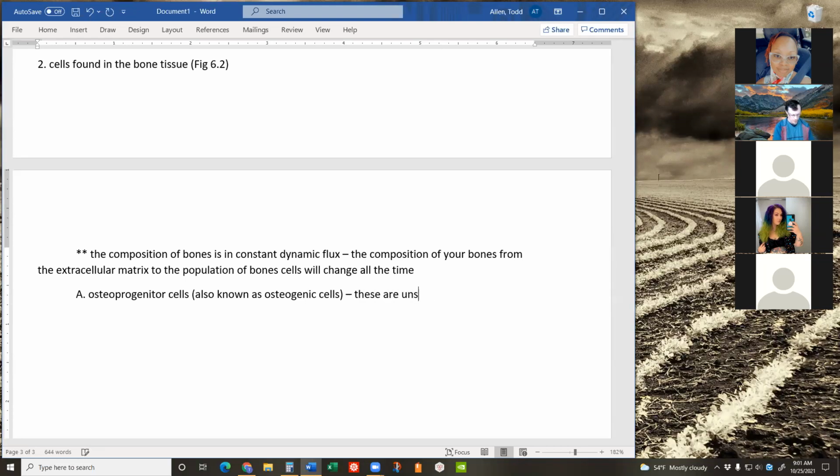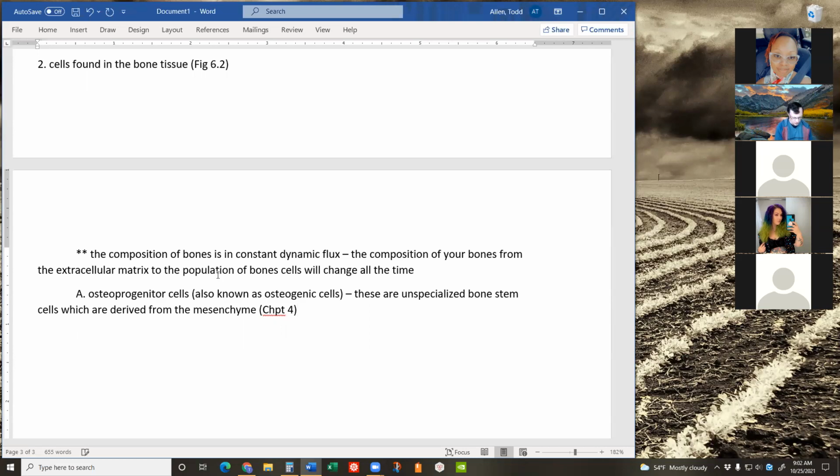These are unspecialized bone stem cells, which are derived from the mesenchyme. If you don't know what mesenchyme is, take a quick look back into chapter 4 during your study time, okay? But the osteoprogenitor cells differentiate from the mesenchyme before you are ever born, okay?